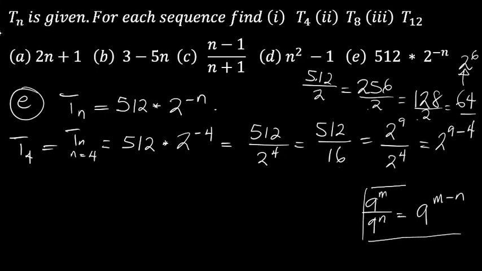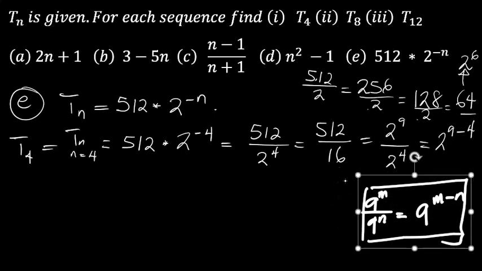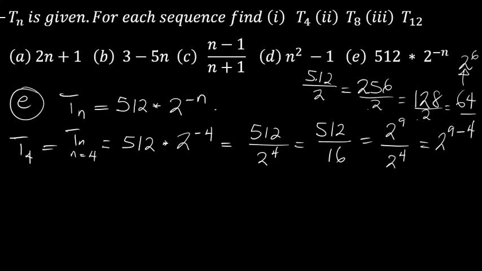the law of indices. Now let's take it off. So that was what we applied here. So this will give us now 2 to the power what? 5, which is equal to 32.